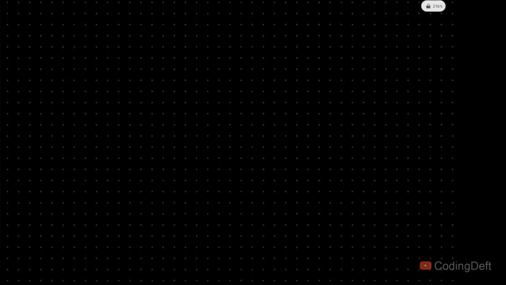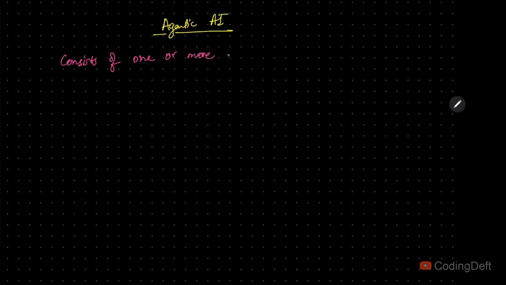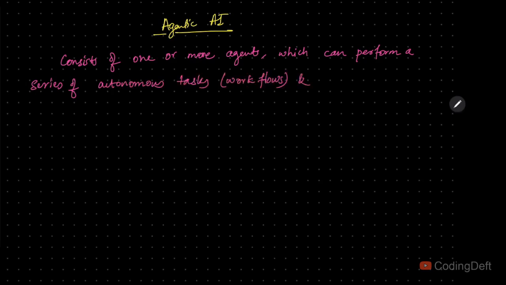Now coming to agentic AI. So let us first see the definition of agentic AI. Agentic AI consists of one or more agents which can perform a series of autonomous tasks or workflows and take decisions to achieve a common goal.